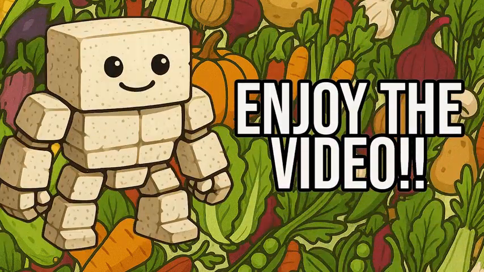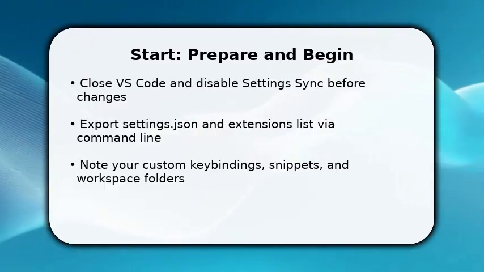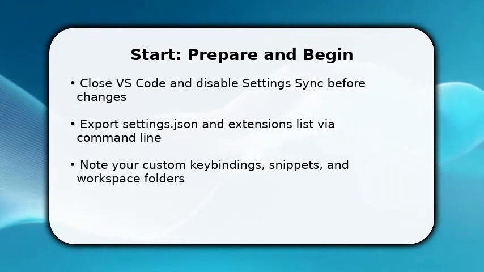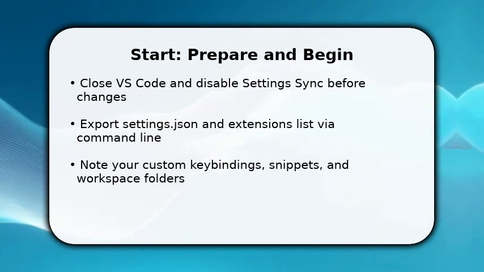Please enjoy the video. You start by shutting down Visual Studio Code and turning off Settings Sync so changes won't propagate. Once done, export your settings.json and a list of installed extensions. This preserves what you need.